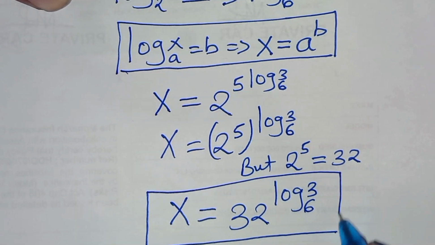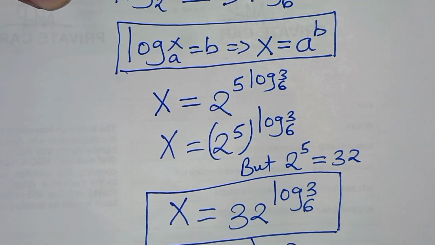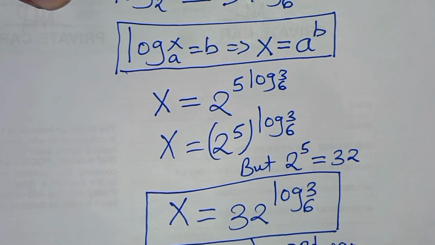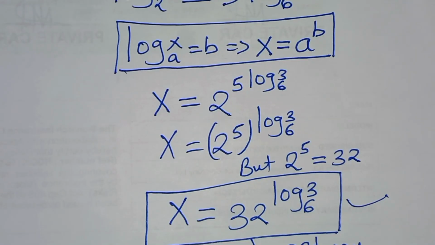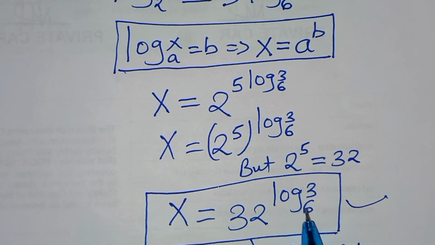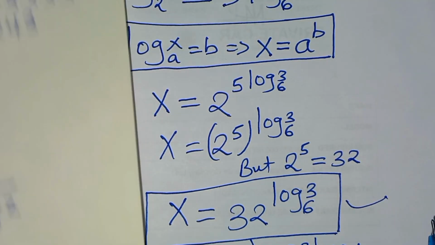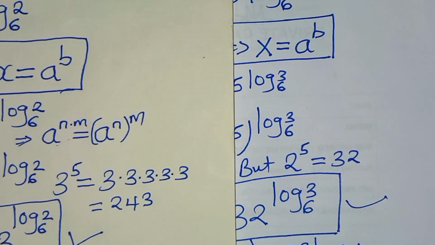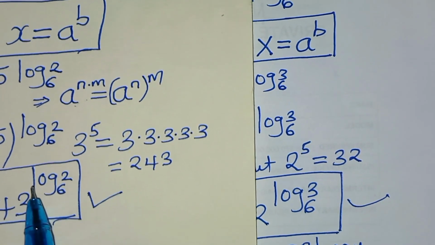This is the value of x applying the second way. In the first way, we have that the value of x is 243 raised to power log 2 to base 6.